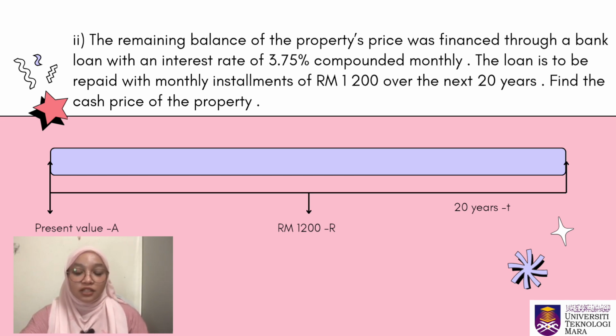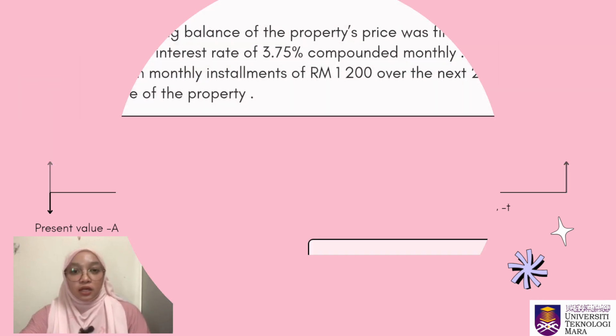So, here is the timeline for this question. During this timeline, I need to make a monthly payment, which is RM1,200. Also, we need to find a present value on this question.